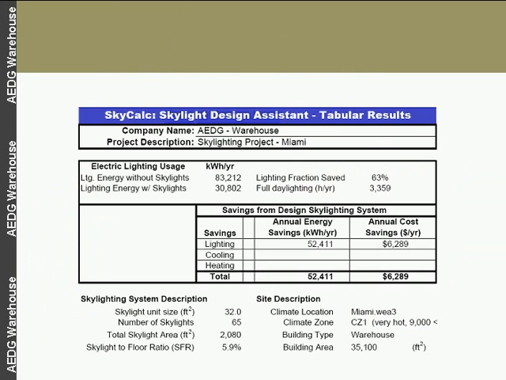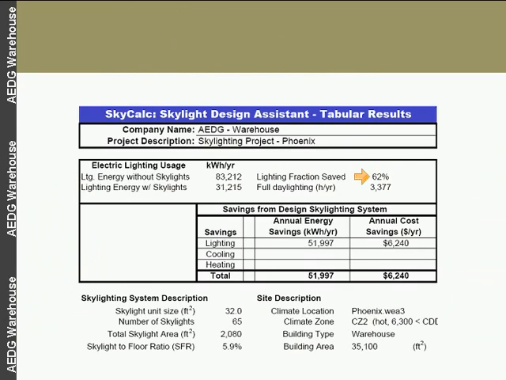Now, because we were including daylight into the space, we did model the four different climate zones with the building to see how much savings we could get, and the initial target was to try to save at least 50% of the lighting energy by using skylights. We used this program called SkyCalc, and here we've got Miami, and we're getting about 63% of the lighting savings by using this system.